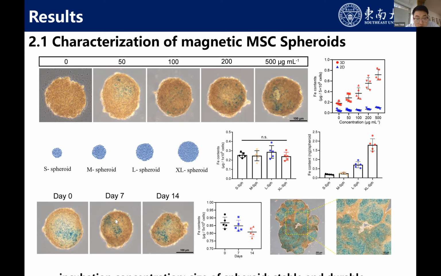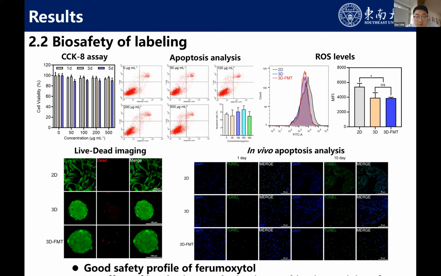In addition, we continued to culture spheres after labeling for 14 days. The elution amount of ferumoxytol from spheres was measured, and the results showed ferumoxytol was maintained inside the spheres. According to these results, we confirmed our extracellular magnetic labeling method can label the spheres, and this labeling method is stable and durable. The biosafety of this method and function of spheres also need to be measured.